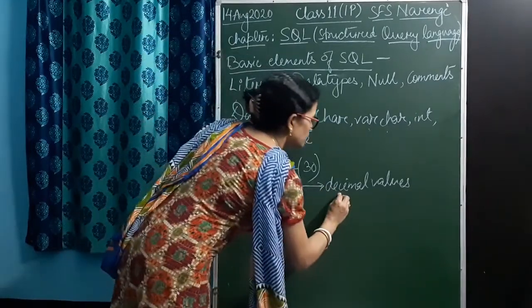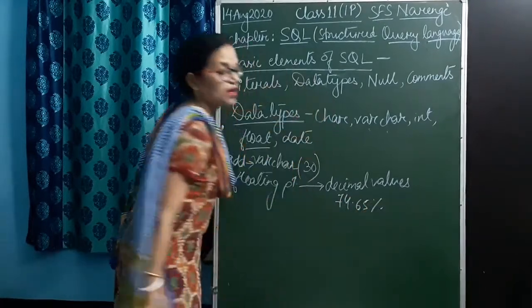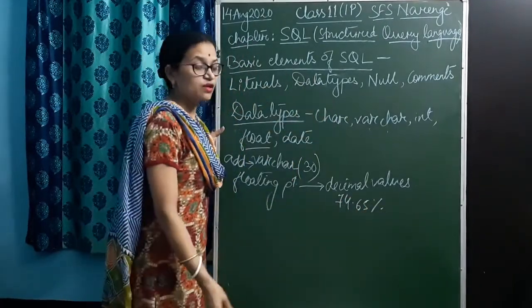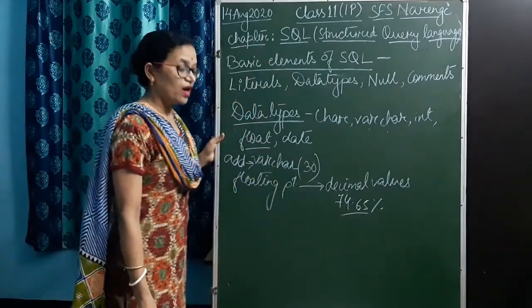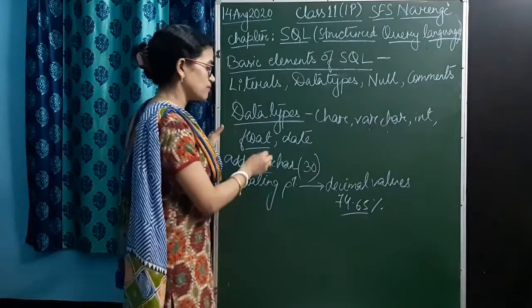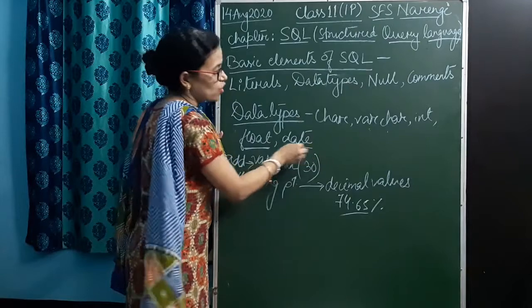If I have to enter percentage, 74.65, I have to enter percentage. Percentage never comes in whole numbers, it always goes with decimal values. So if I have to work with these kind of values, then I must go with the data type called float. And the last one is called date.